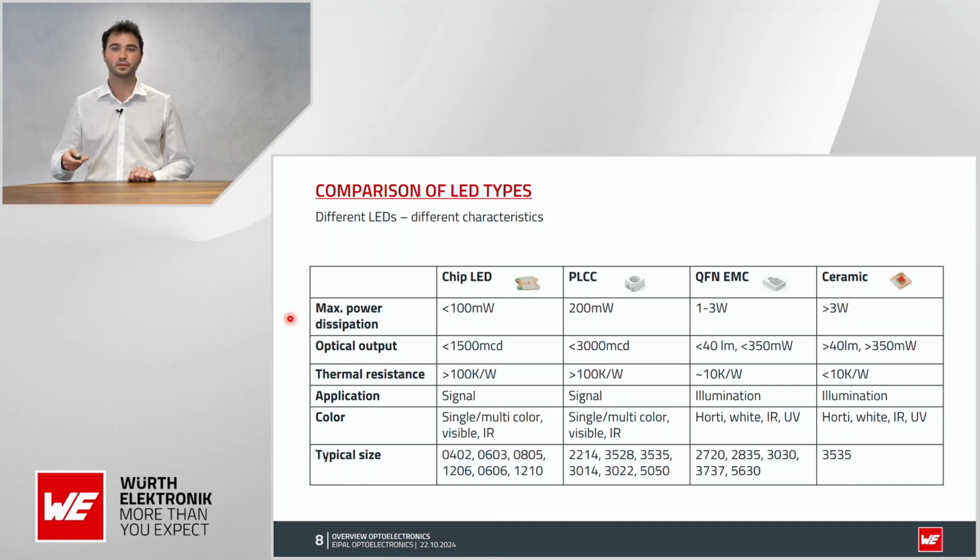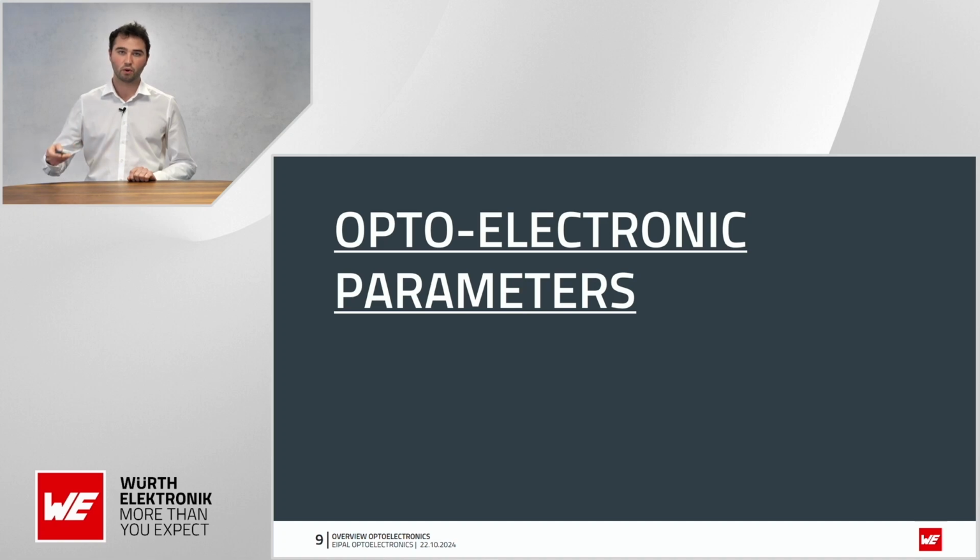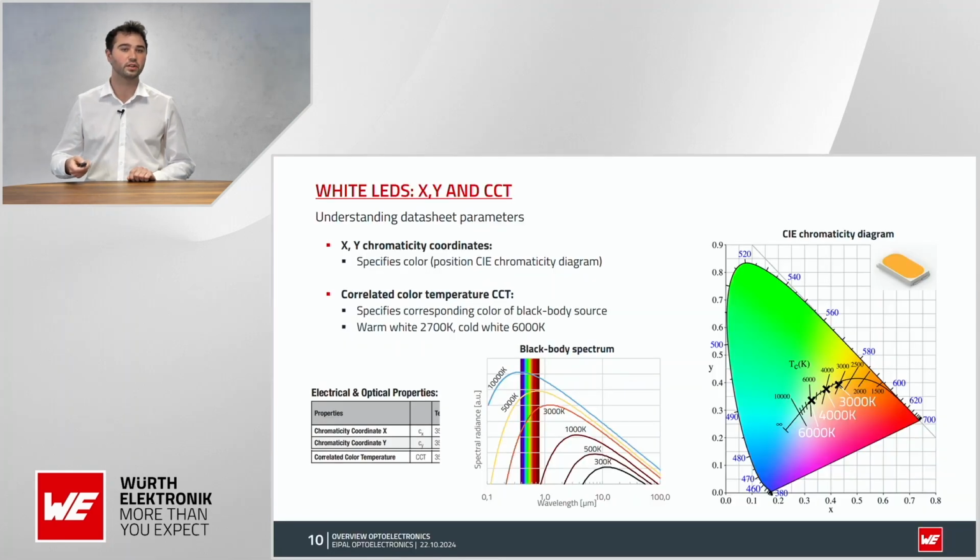Okay. Now I want to go more into detail on optoelectronic parameters, so you get a deeper understanding of what we show in the datasheet. What are the differences between different types of LEDs? To get a better feeling of what we actually show there.